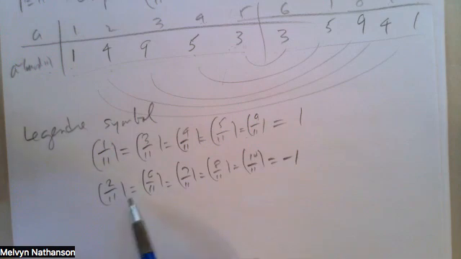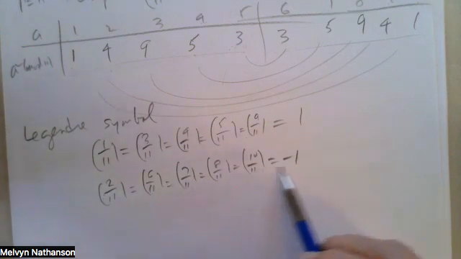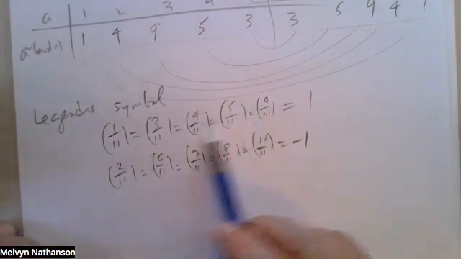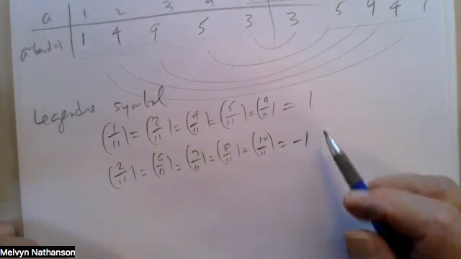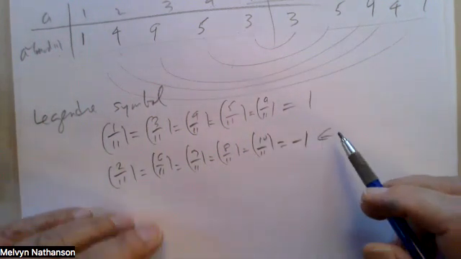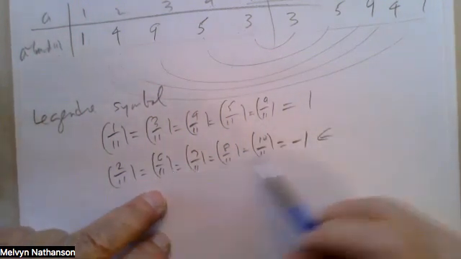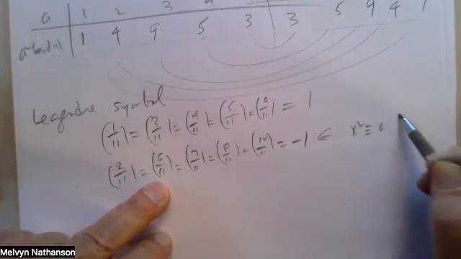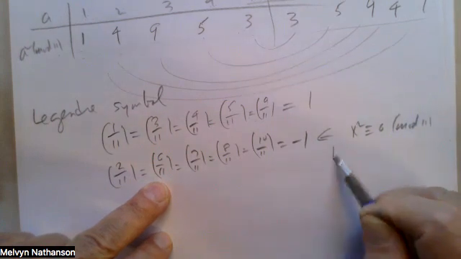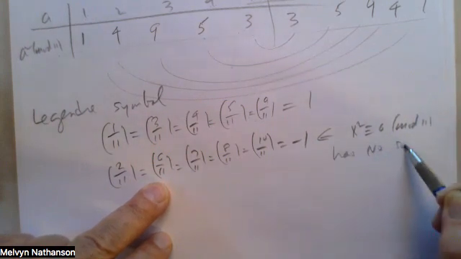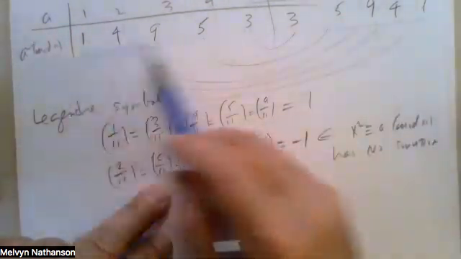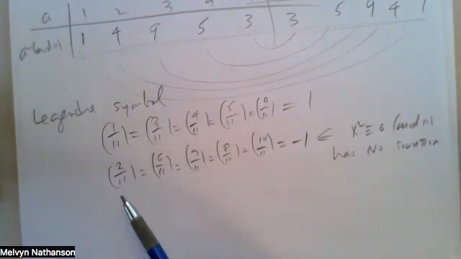So the Legendre symbol for 2, 6, 7, 8, and 10 is -1. The Legendre symbol for 1, 3, 4, 5, and 9 is +1. So this is the same as saying, for example, if you take 6, x squared congruent to 6 mod 11 has no solution, because no matter what number you square, you never get a 6 here. And the same with 2, 7, 8, and 10.